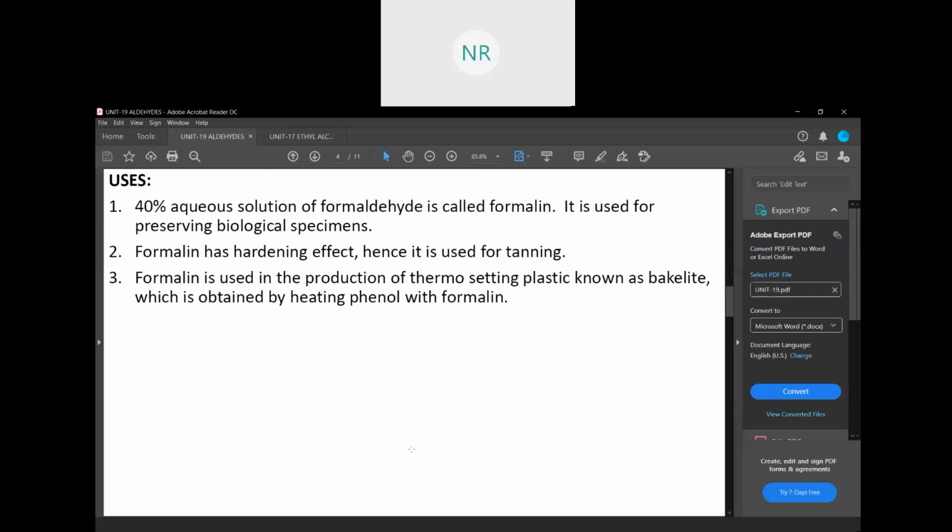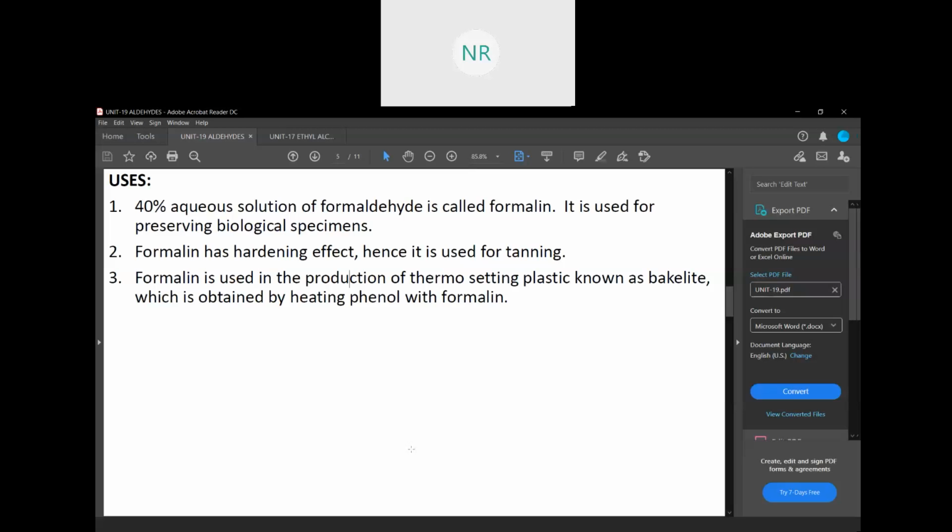So uses of formaldehyde. A 40% aqueous solution of formaldehyde is called formalin. That is nothing but 40% formaldehyde and 60% water. So if you are taking 1 liter, 400 ml of formaldehyde and 600 ml of water is a 40% aqueous solution of formaldehyde. That 40% aqueous solution of formaldehyde is known as formalin.